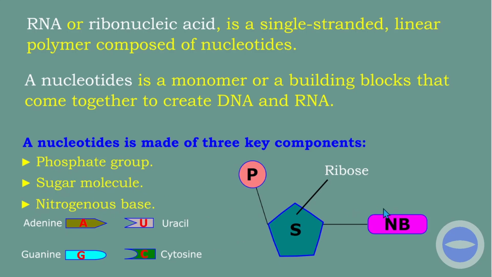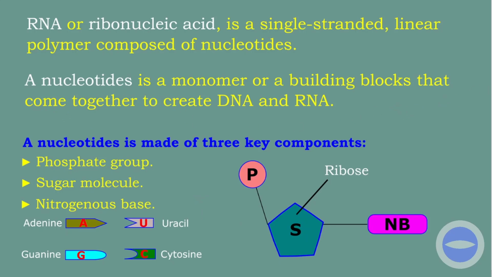This structure here is a simple demonstration of a nucleotide. We've got P here, which is the phosphate group, S here, which is the sugar molecule, and NB, which is the nitrogenous base. We have 4 types of nitrogenous base: adenine, uracil, guanine, and cytosine. Each nucleotide contains one of these nitrogenous bases. So this is the definition of an RNA. You must know this basic structure. It's built from nucleotides.